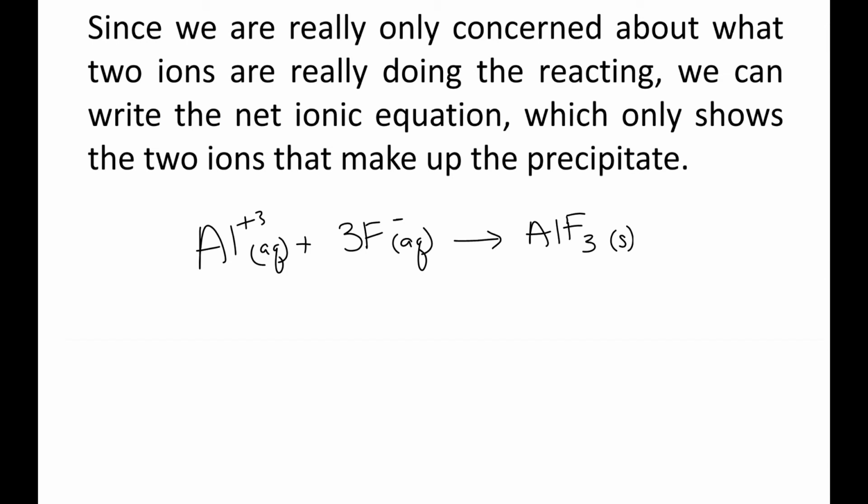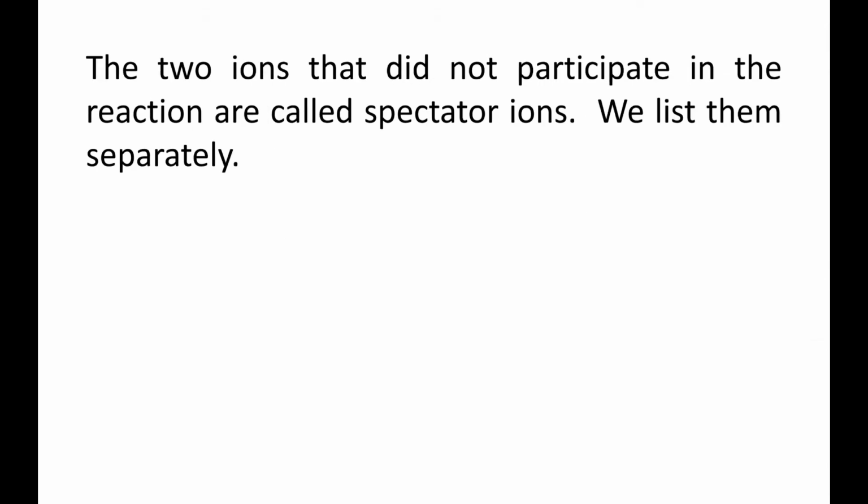Okay, now there's two ions that didn't participate in the reaction, and those are called spectator ions. They're the ones that are quote-unquote spectators. Not really, because they don't have eyes, but you know what I'm saying. They're not participating. They're just kind of floating around. They're there to waste space, I guess. Or they're there because they were with the other compounds. So we tend to list them separately. But we don't have to put how many. So we don't care that there was 3 of them.